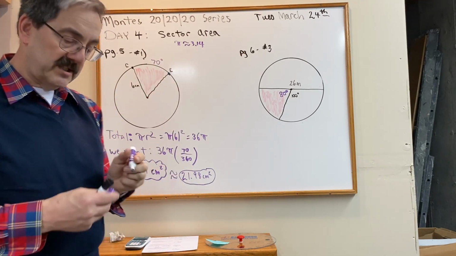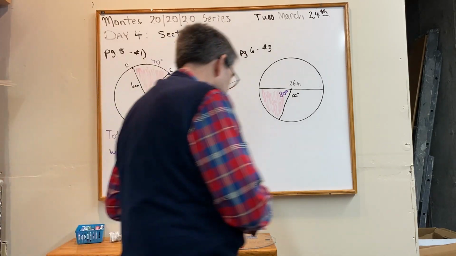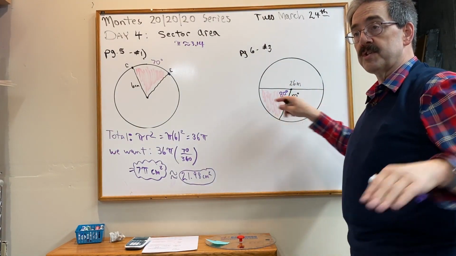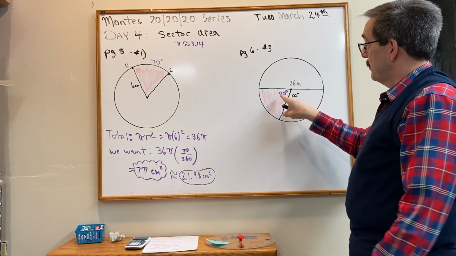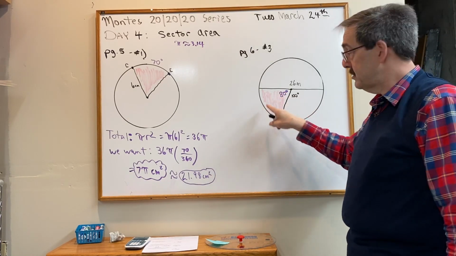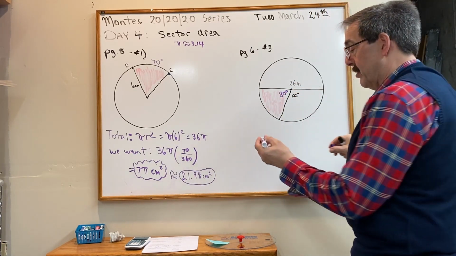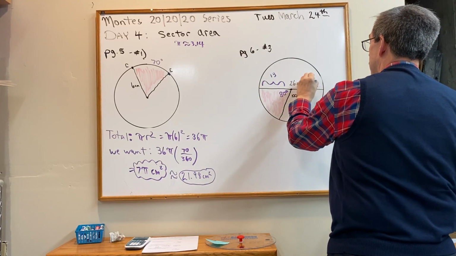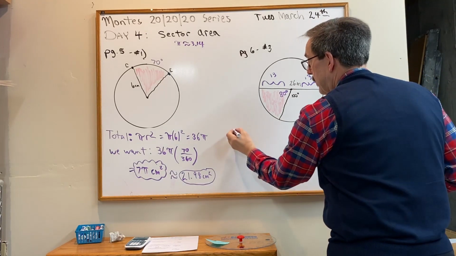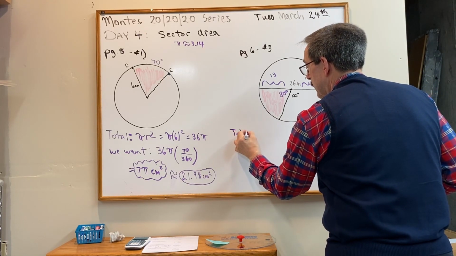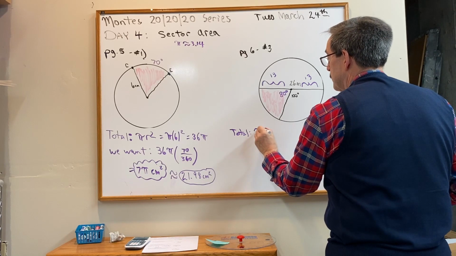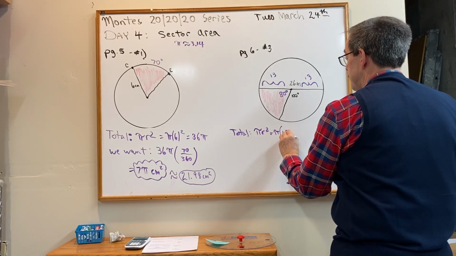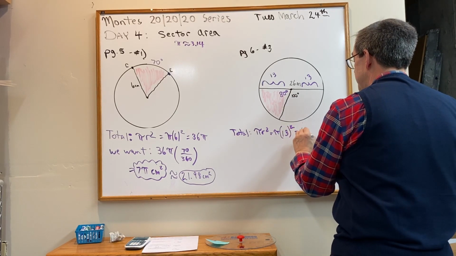Let's go over to page 6. On page 6, they gave us a circle. They told us the 100 degrees. Well, we know a straight line is 180. So the piece we're interested in is 80 degrees. They gave us diameter, so we need radius, 13. So our total area is pi r squared, which is pi 13 times 13, which is 169 pi.